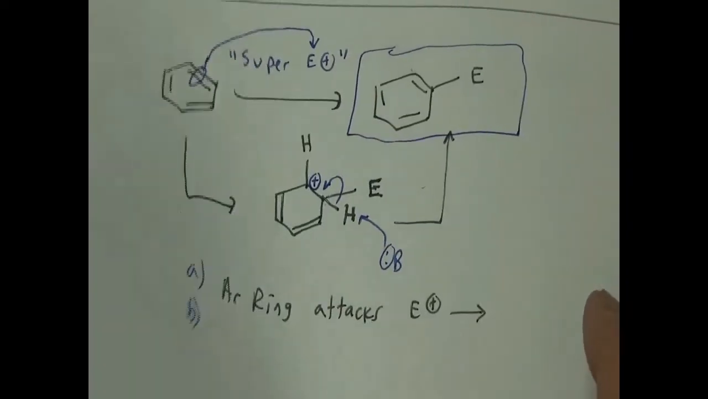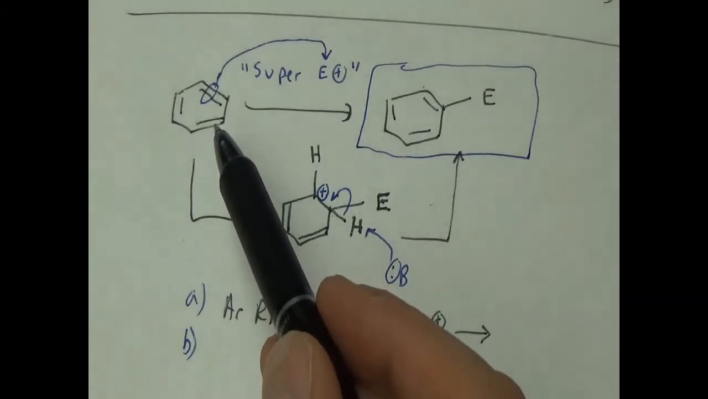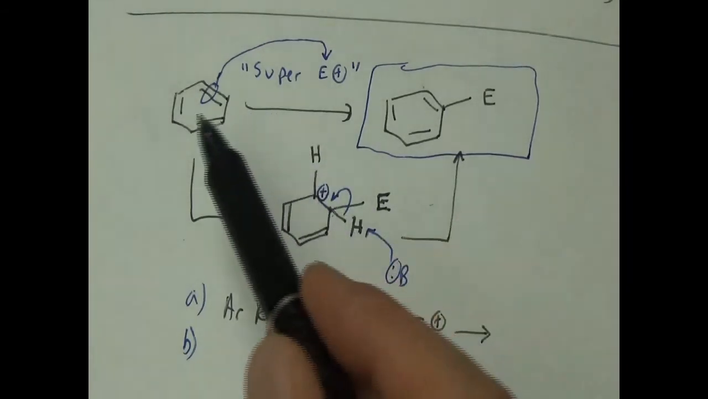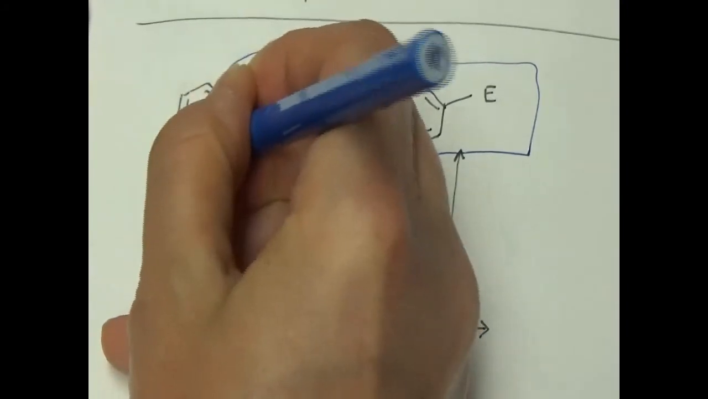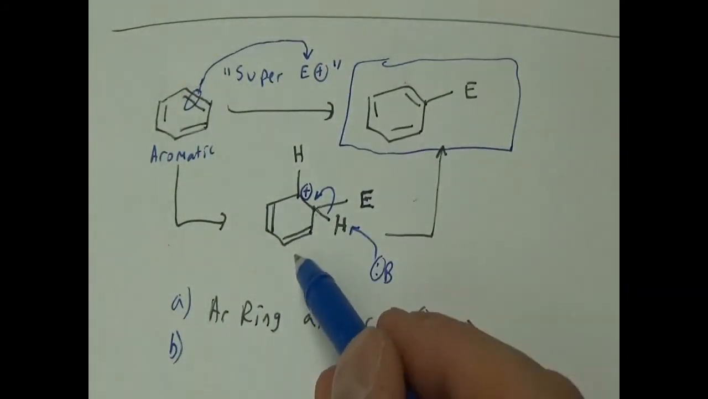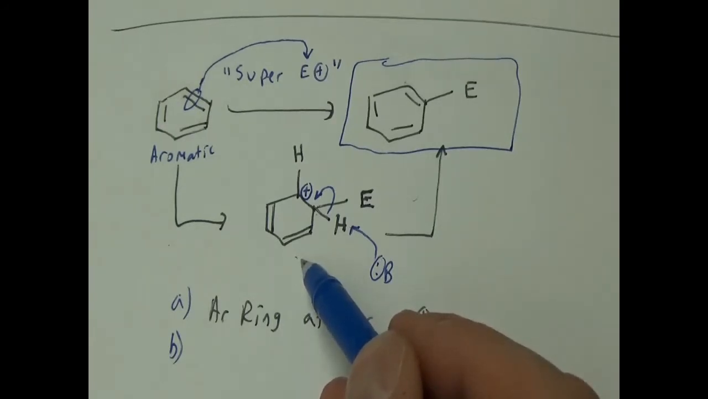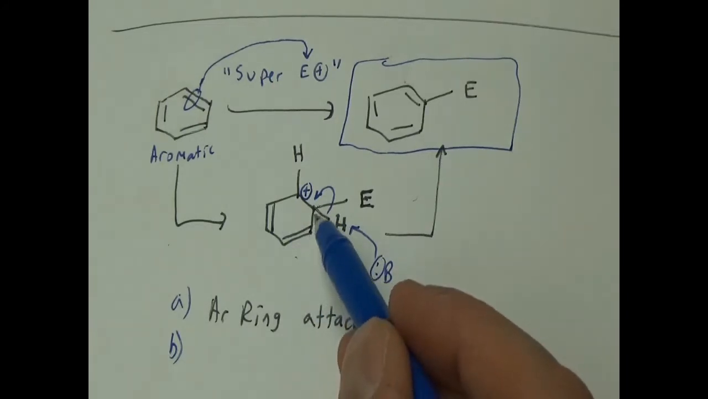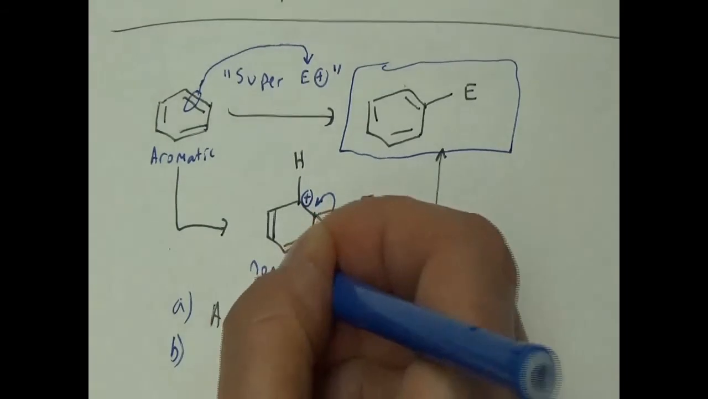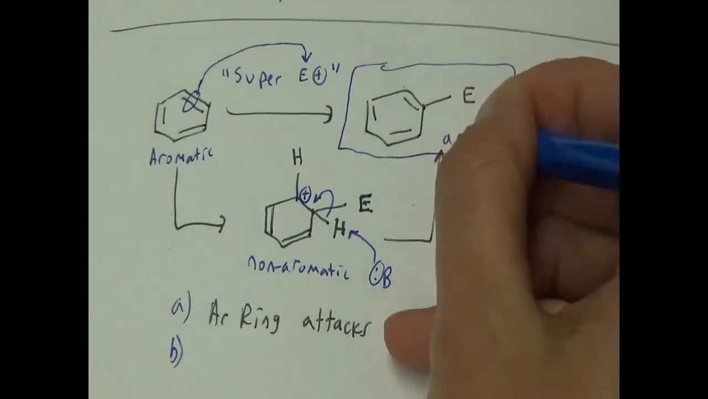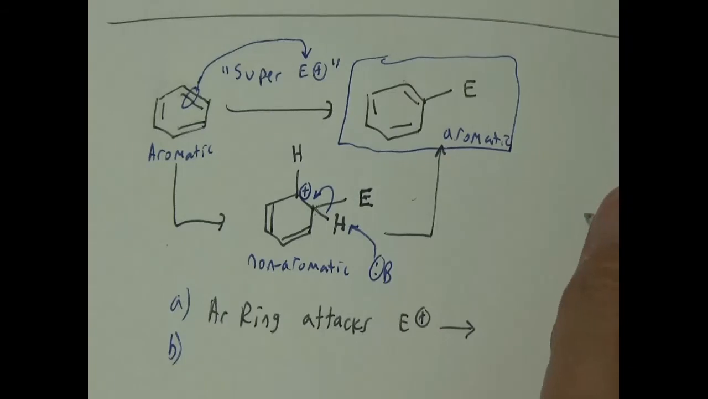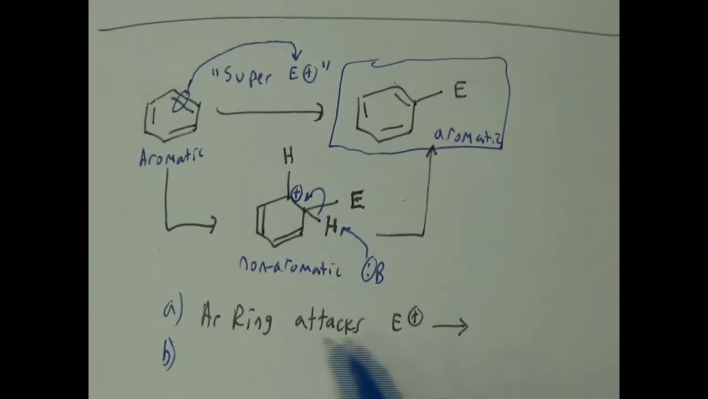Does this have an effect on the aromaticity? Because that's definitely aromatic, that's a benzene. Is this aromatic anymore? This was aromatic. Is this aromatic, anti-aromatic, or non-aromatic? Because it's got some pi electrons, but you see the sp3 center there. Does that make it aromatic, anti, or non? It's non-aromatic. And then this is aromatic again.